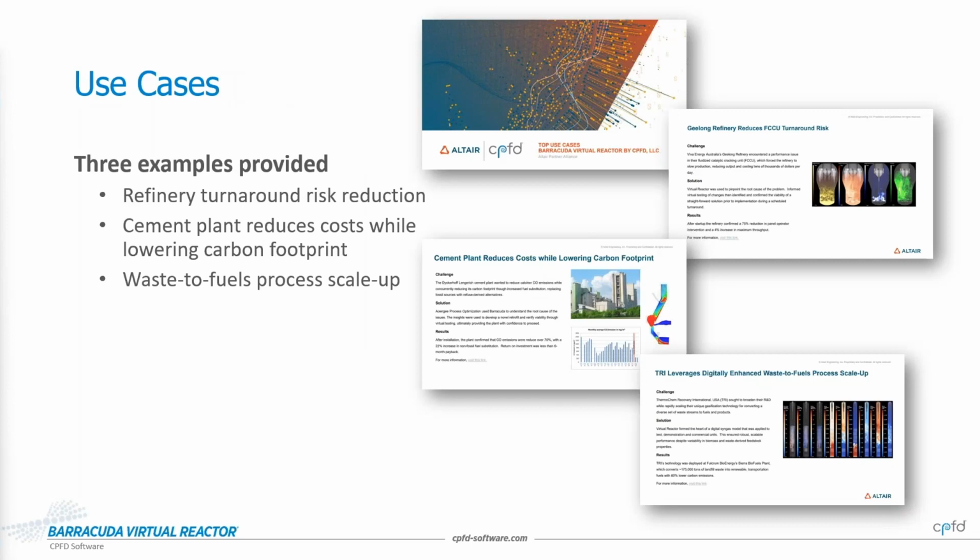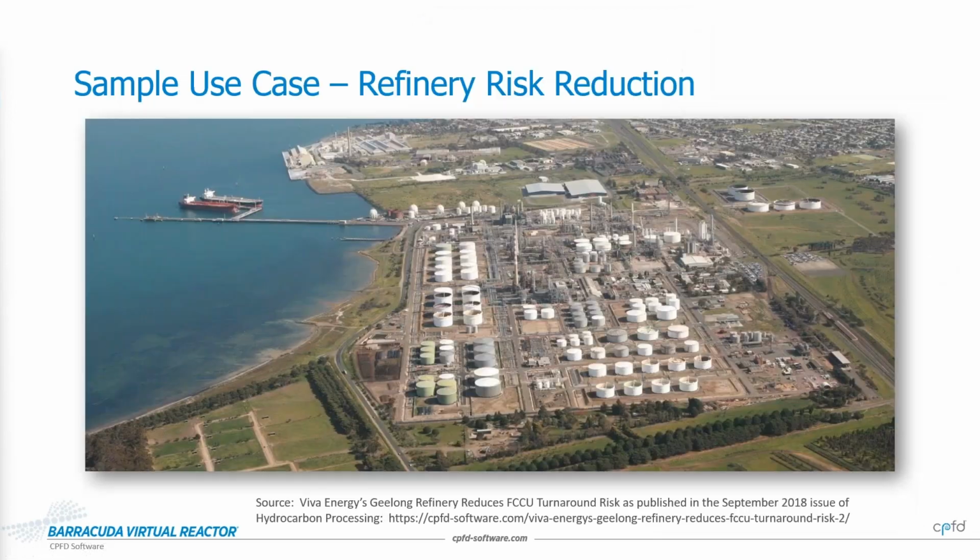I'm going to go through 3 quick use cases and hand it over for the demo. These all have extensive publications and details elsewhere. The first one is refinery risk reduction. So here we have an aerial view of the Geelong refinery in Australia. And one of the units you see here, not the big tanks, is called a fluidized catalytic cracking unit, or FCCU. They made some changes at a turnaround.